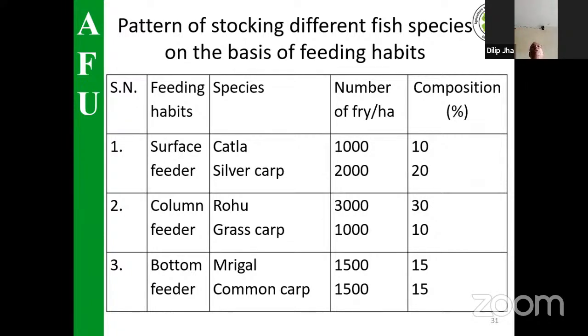On the feeding habits, anyone going to select these species, please select on that basis, otherwise if there is no exact management, then there may be some competition. Though all these fishes are compatible, there is a competition for food. That's why we have to think while stocking these fishes: surface feeder, column feeder, and bottom feeder, and numbers. Even the composition is not exactly a standpoint that we have to stay on.